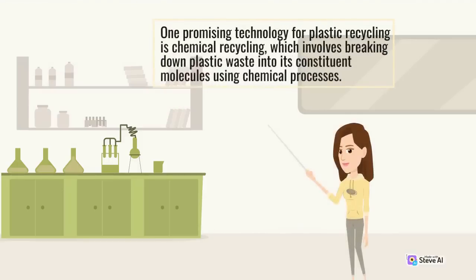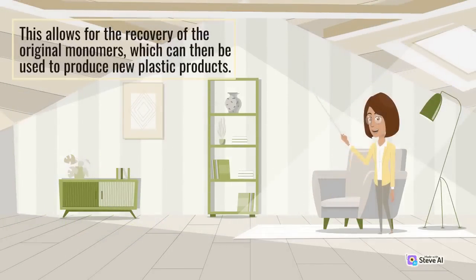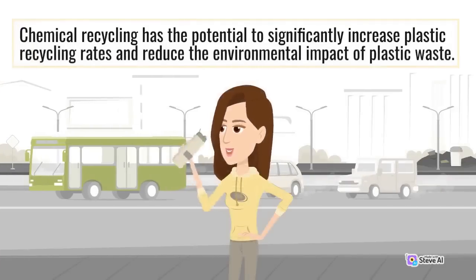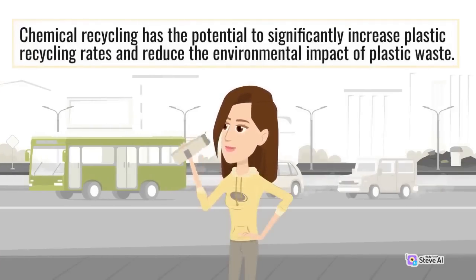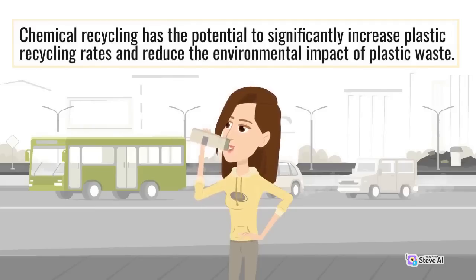One promising technology for plastic recycling is chemical recycling, which involves breaking down plastic waste into its constituent molecules using chemical processes. This allows for the recovery of the original monomers, which can then be used to produce new plastic products. Chemical recycling has the potential to significantly increase plastic recycling rates and reduce the environmental impact of plastic waste.